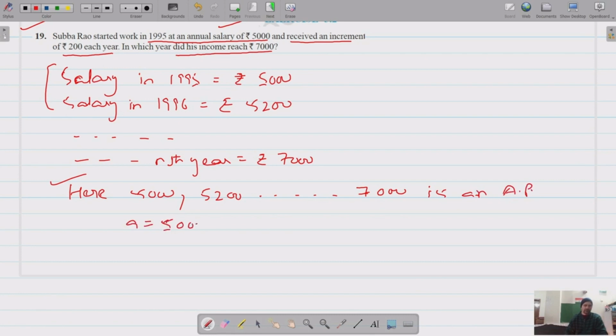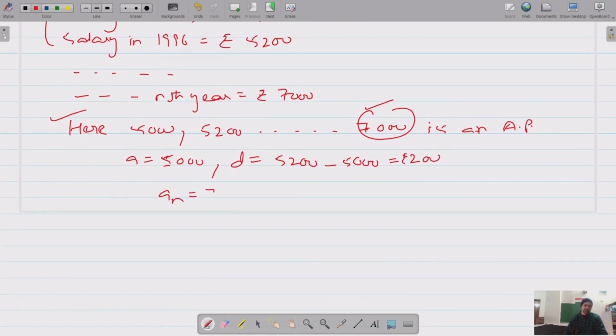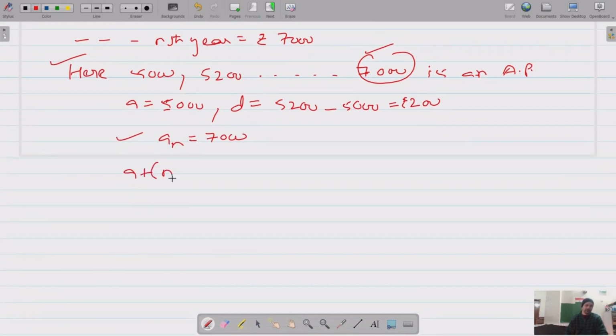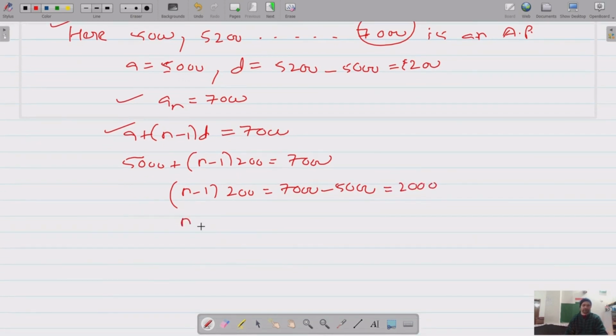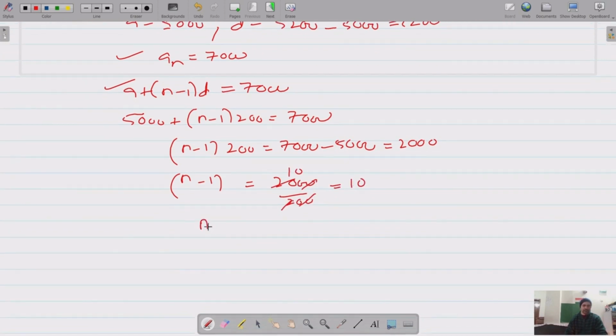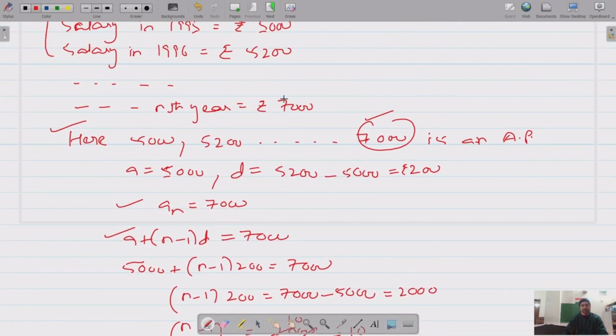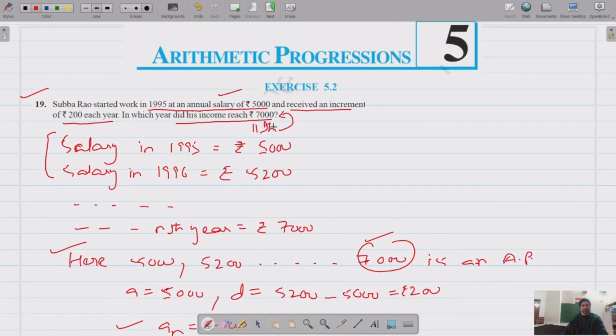And here a is 5,000, d is 5,200 minus 5,000, which is rupees 200. So let's say in the nth year, his salary reaches 7,000. So we know that an is a plus n minus 1 into d is equal to 7,000. a is 5,000 plus n minus 1, d is 200. So n minus 1 into 200 is 7,000 minus 5,000. That gives us 2,000. So n minus 1 is 2,000 divided by 200, which gives us 10. And n minus 1 is 10, which gives us n as 11. So in the 11th year, his salary will reach 7,000.